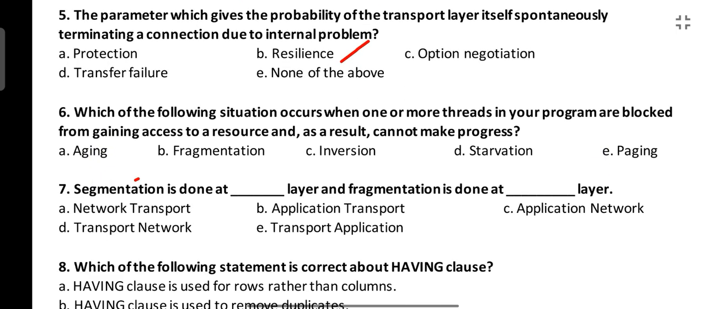Next is, which of the following situations occurs when one or more threads in your program are blocked from gaining access to a resource and as a result cannot make progress? This is known as starvation. What is aging? Aging is to increase the priority so that the process will end in finite time.